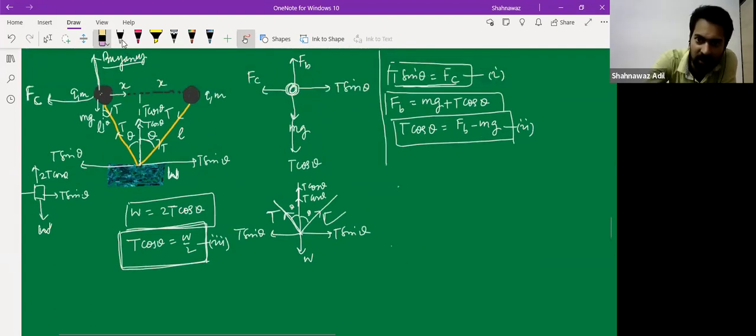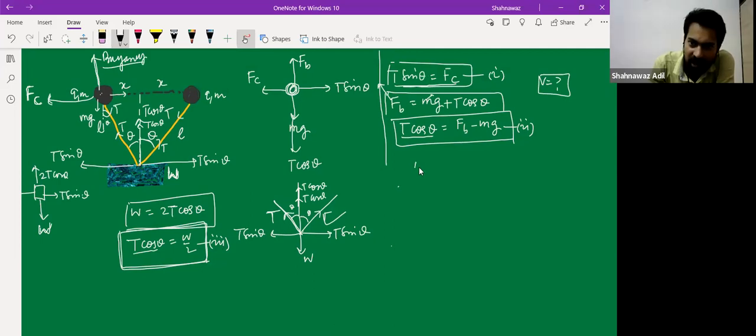Right, so let us use this. We have to find the volume, right? And volume comes in this part and in this mass part, right? So we have to use this second equation. And we also know what T cos theta is. So T cos theta is W by 2. So we will use this second and third equation. So T cos theta is W by 2, right? And FB minus mg. So how is this FB related with this volume?